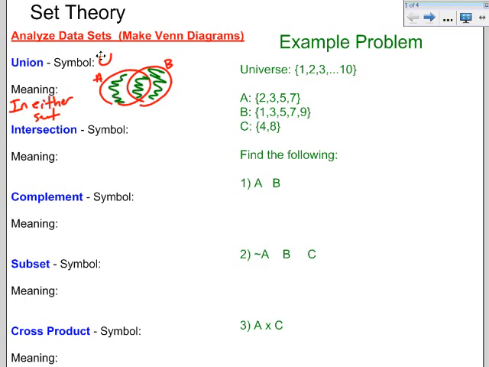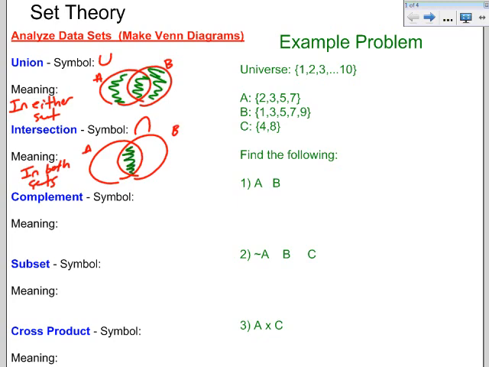The next thing is intersection. It's like an upside down U, or almost like an N. This means it's the stuff that's in both data sets. So if you think of your Venn diagram, the shared values, the numbers that are in both set A and set B. So it's that middle. It's in both.